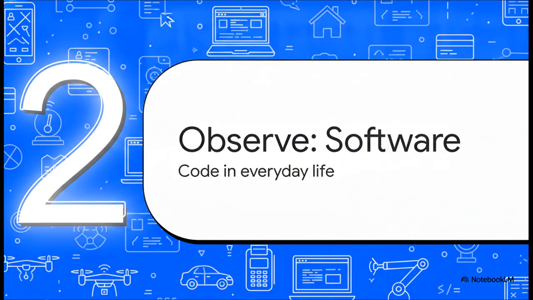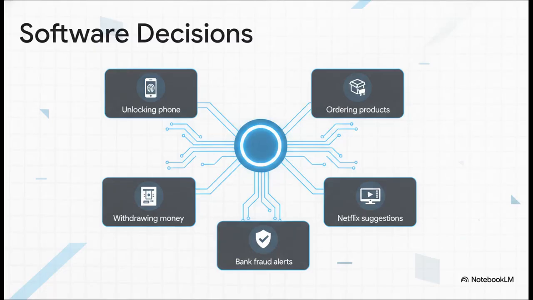Section 2. Observe. Software in action. Seeing the code in everyday life. So before we even look at a single line of Python code, we need to observe how the digital world operates all around us. Think about the digital interactions you have literally every single day.